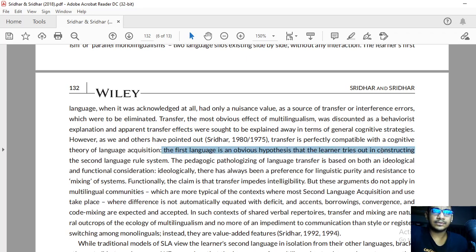Okay, so where was I? It's an obvious hypothesis that the learner tries out the first language in constructing the second language rule system. The pedagogic, which means teaching-related, pathologizing of language transfer is based on both an ideological and a functional consideration. So both things are there, ideology and function. These are the reasons.